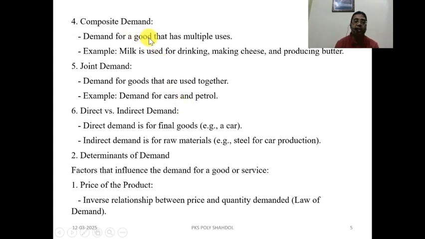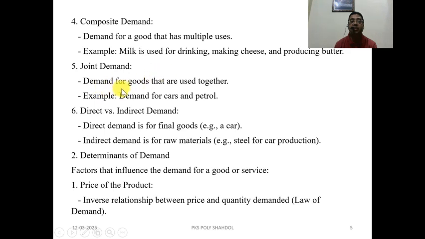And composite demand means demand for a good that has multiple uses. For example, milk is demanded not only for drinking, but it has many uses like making cheese, producing butter and so on.